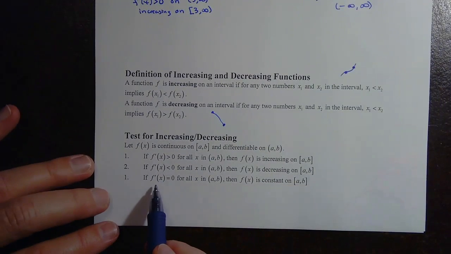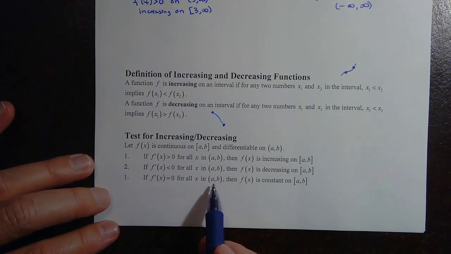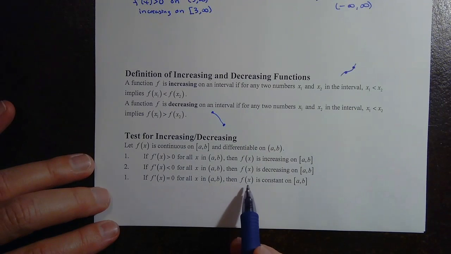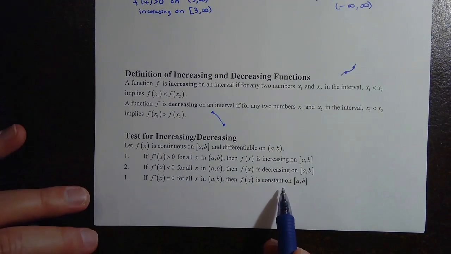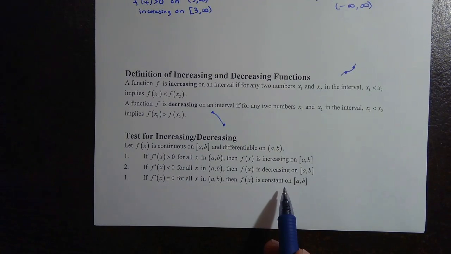But if f prime of x is equal to 0 for all x in an interval a to b, then we say f of x is constant, okay? So it's not increasing, it's not decreasing, it's just staying the same value, okay? It's just staying constant. All right, let's talk about the first derivative test now.